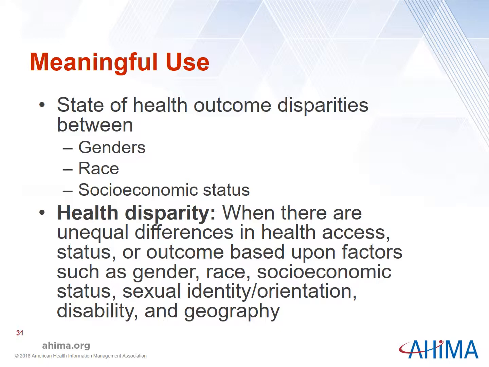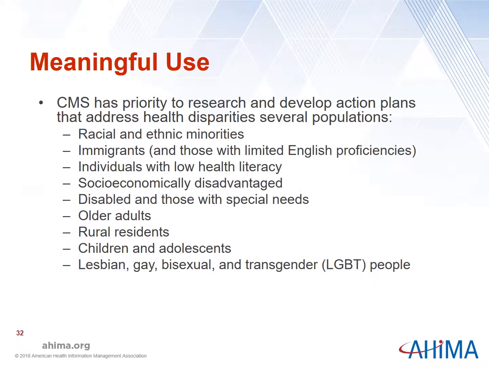Research on the state of health outcomes show disparities between genders, race, and socioeconomic status. A health disparity occurs when there are unequal differences in health access, status, or outcome based upon factors such as gender, race, socioeconomic status, sexual identity, orientation, disability, and geography.